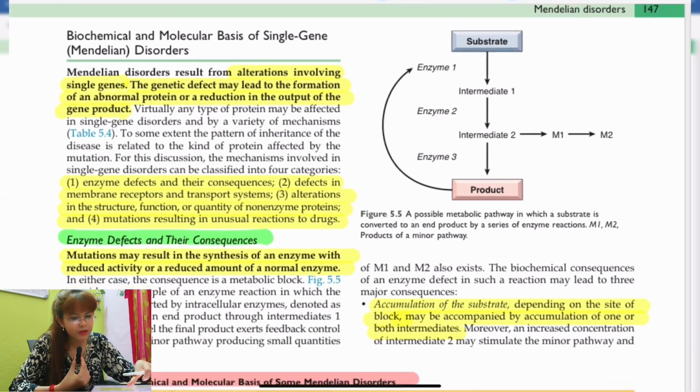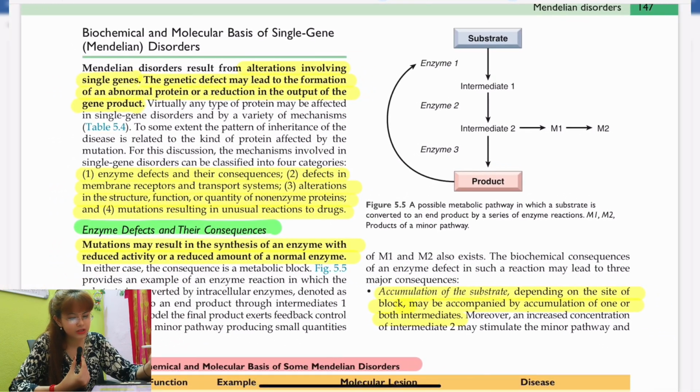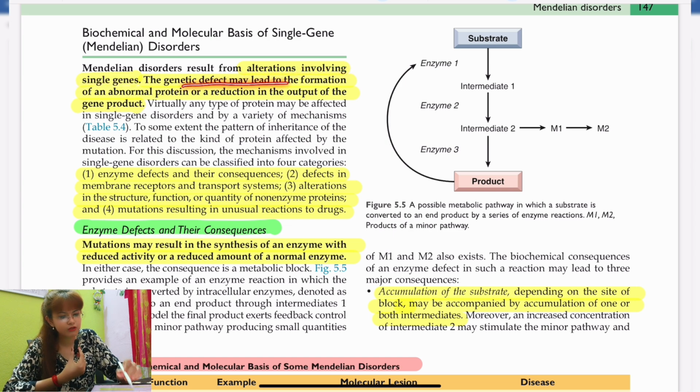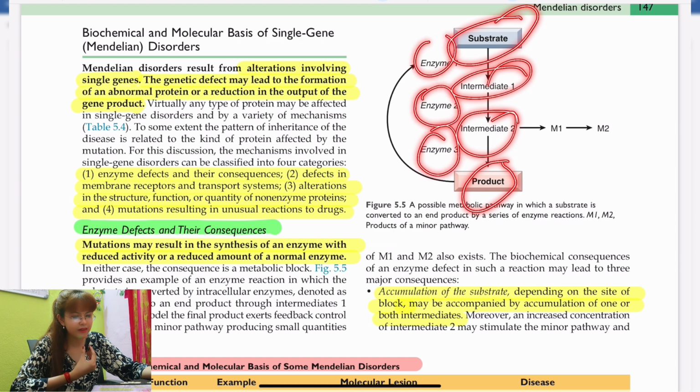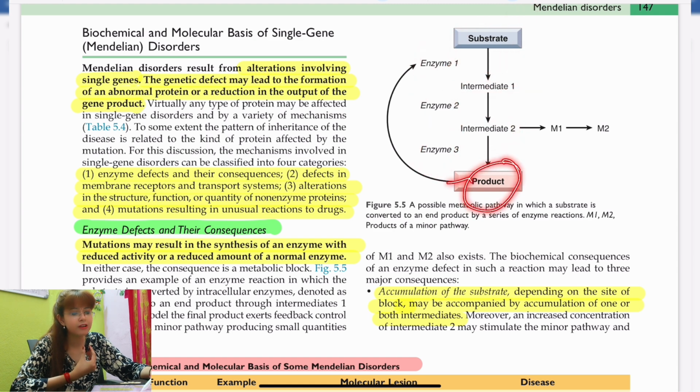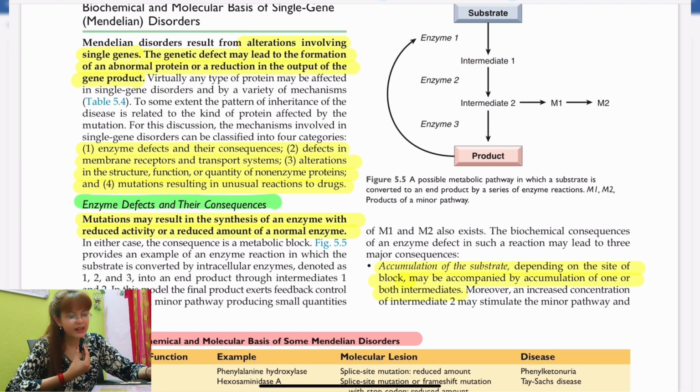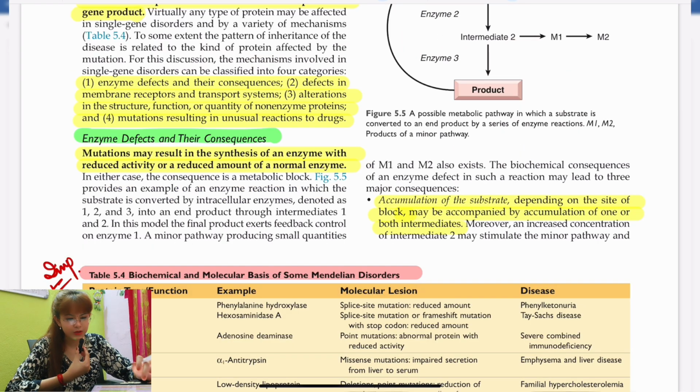Now, what is the biochemical basis of single gene disorders? Basically, with alterations involving single genes, the genetic defect may lead to the formation of an abnormal protein or a reduction in the output of the gene product. Usually a substrate forms a product through these intermediates and these enzymes, and whenever the product is formed, it gives feedback inhibition on this initial enzyme, and if the intermediates accumulate, they are diverted to other minor pathways.